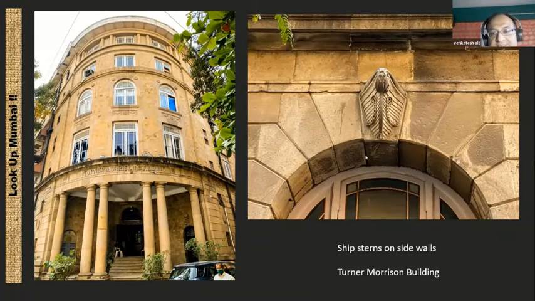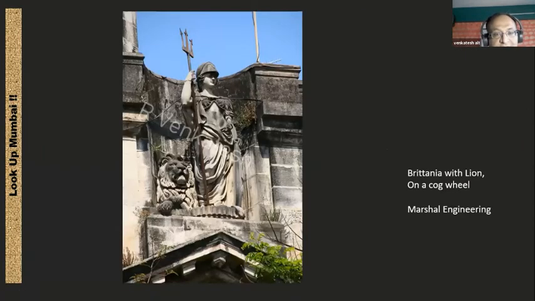If you look at Turner Morrison, you have these ship sterns made on it. I mean, it's there all over. I took one picture only. So you have the ship stern. So do have a look at it as you pass by. This is bang opposite the Asiatic, just across Horniman Circle. Then let us assume we walk by the Asiatic and we get onto the Ballard Estate corner.